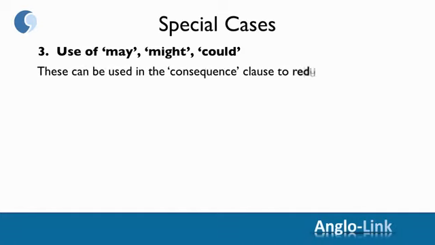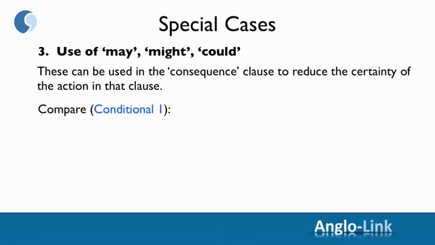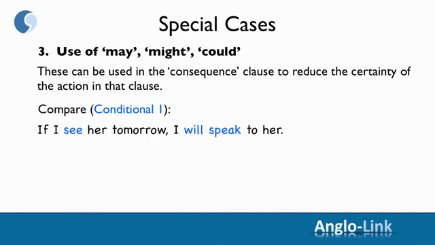Now let's look at a special case where you use may, might, and could. These words can be used in the consequence clause to reduce the certainty of the action in that clause. Let's look at some examples in each conditional. For example, in conditional 1, let's take the sentence, if I see her tomorrow, I will speak to her. This means that there is no doubt that you will speak to her if you see her.